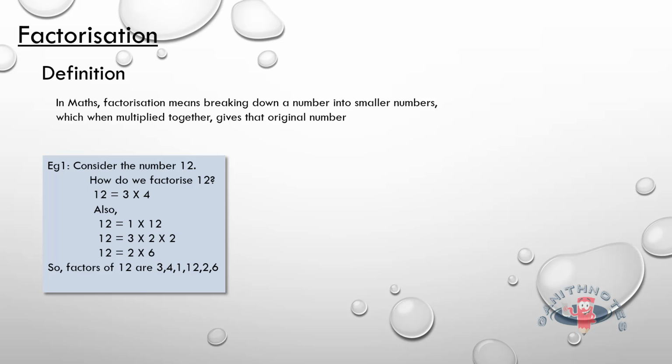Also 12 can be written as 1 into 12. 12 can also be written as 3 into 2 into 2, and it can also be written as 2 into 6. So all these numbers which we have got are factors of 12. From the first factorization of 12, we have 3 and 4. From the second, we have 1 and 12. From the third, we have 3 and 2. And the fourth factorization of 12 gives 2 and 6. So considering all of these numbers, we have 3, 4, 1, 12, 2 and 6. All of these numbers are factors of 12.